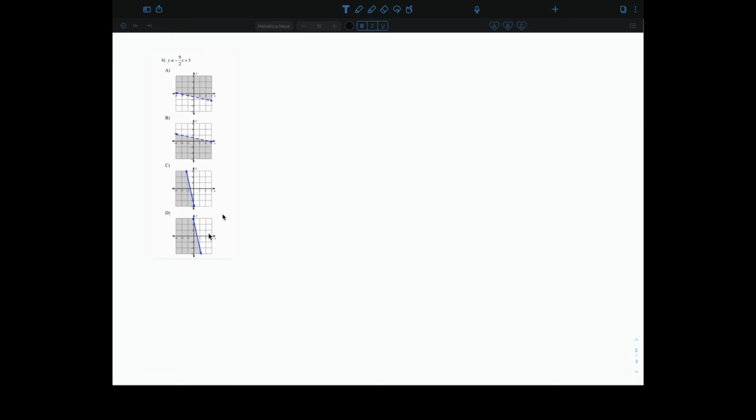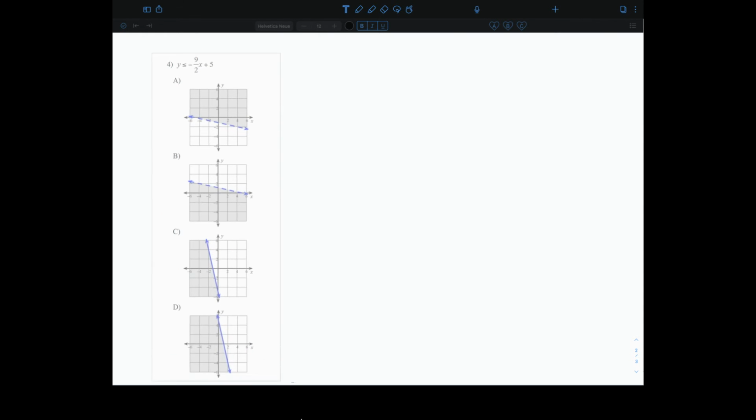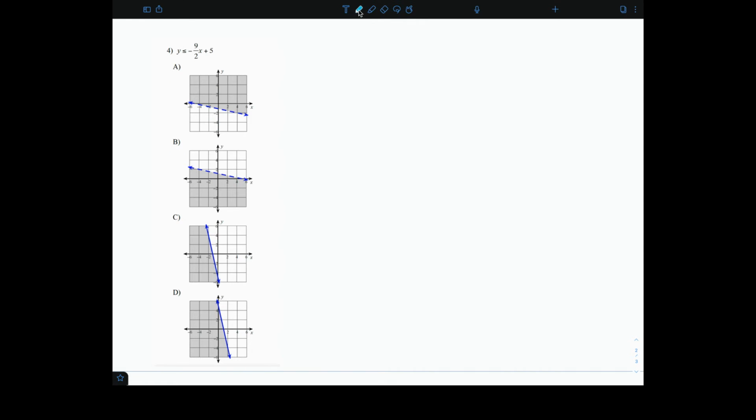So here's the next one. We have y is less than or equal to -9/2 x plus 5. So again, we see plus 5. We're going to start at 5. We see that in A, that's not the case. We see that in B, that's not the case. We see that in C, that's not the case. And we see that in D, it is.